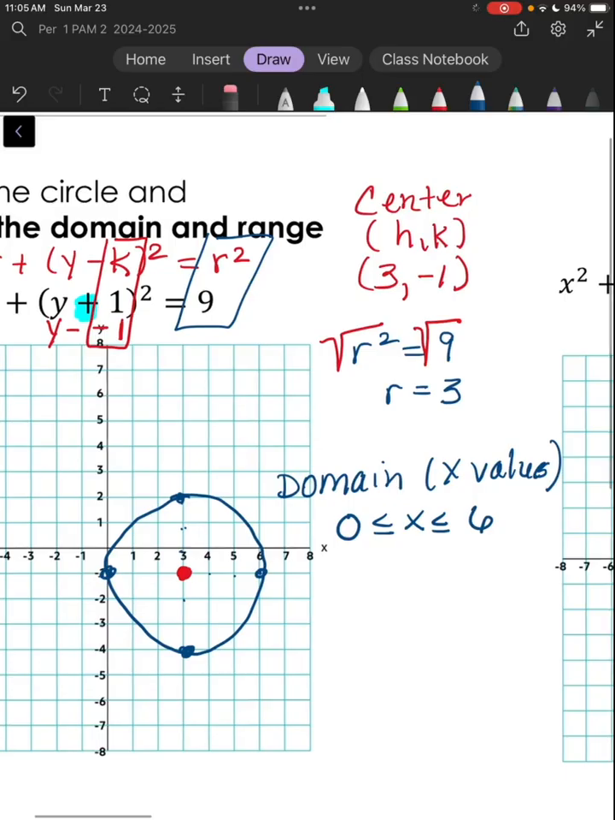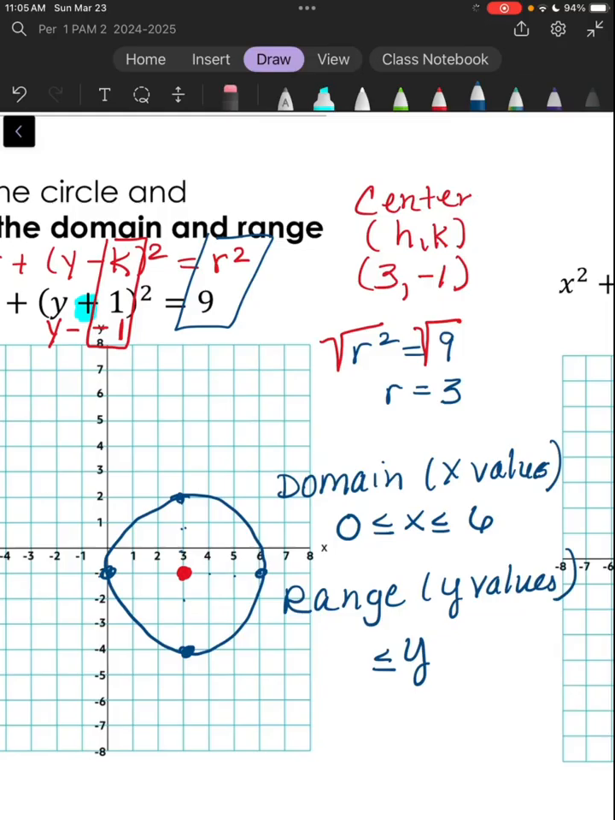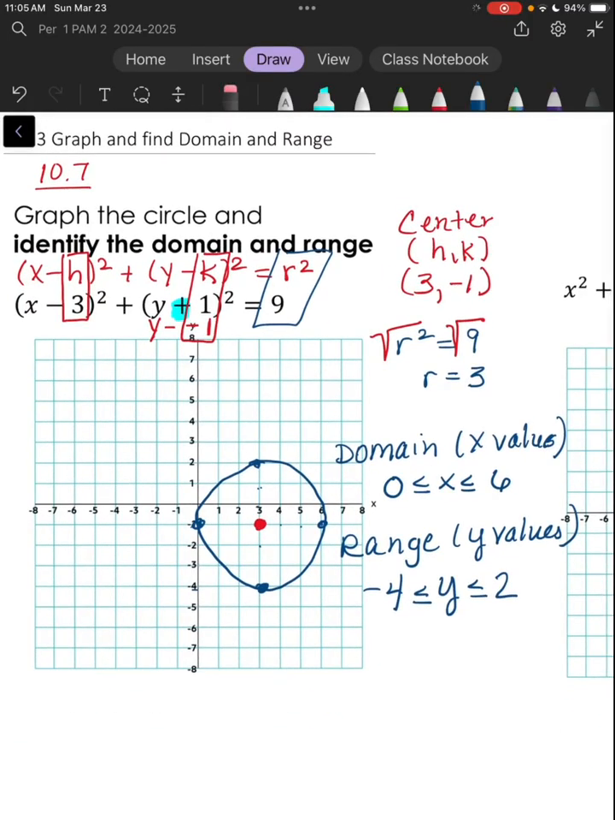My range is my y values. So we're going to do the same thing, but we're going to look how low do we go and how high do we go. So the smallest or lowest y went all the way down to -4, and the highest y we had was a +2. So my range, my y values, will be between -4 and 2. And then we're done with that first problem. On to the second problem.